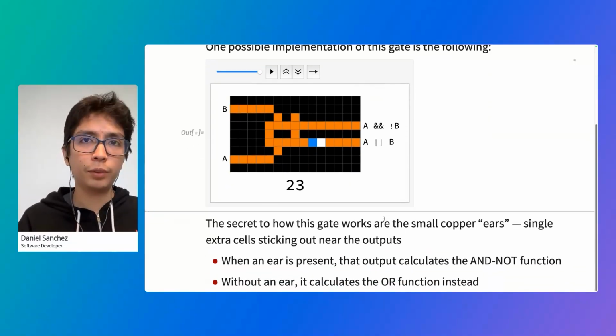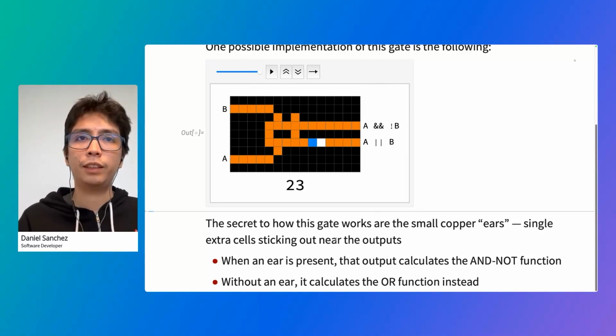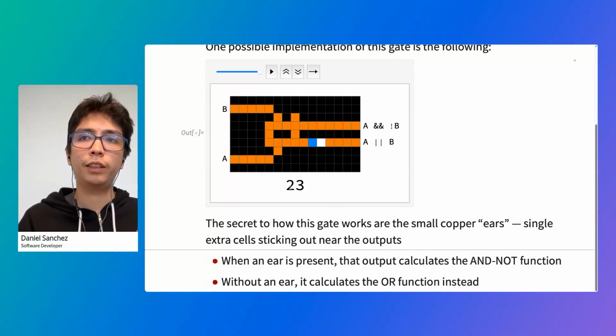So the secret to how this works are these small copper ears. Again, these single extra cells sticking out near the outputs. When an ear is present, this wire calculates the AND NOT gate. Without this ear, like in the bottom part here, this construct calculates the OR gate for this wire.